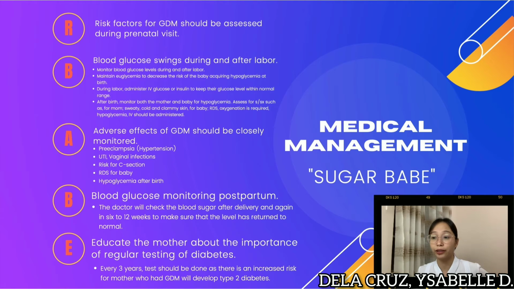Every 3 years, test should be done. Kailangan ng test every 3 years kasi maraming studies na nagsasabi na about 50% of pregnant mother that had GDM is nagde-develop into type 2 diabetes.